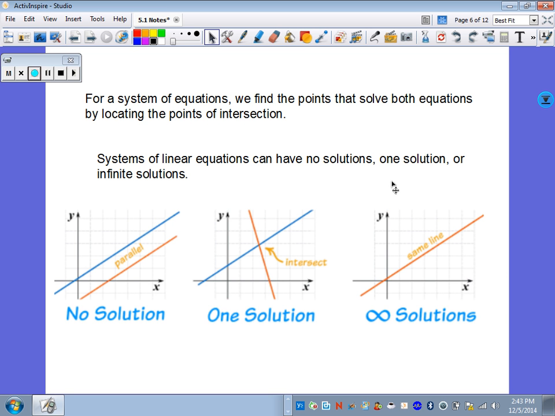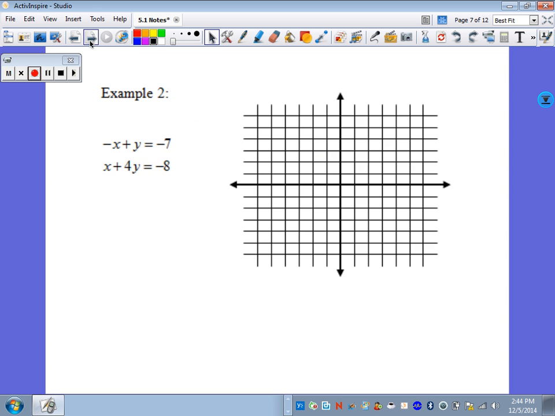And then you can have infinite, or what I always say, many solutions, and that's what this infinity symbol is. Basically what happens is when you draw the lines, they're the exact same line. A word that I just love in math is coincide. They sit on top of each other. That's what you have to remember. So moving on from there.